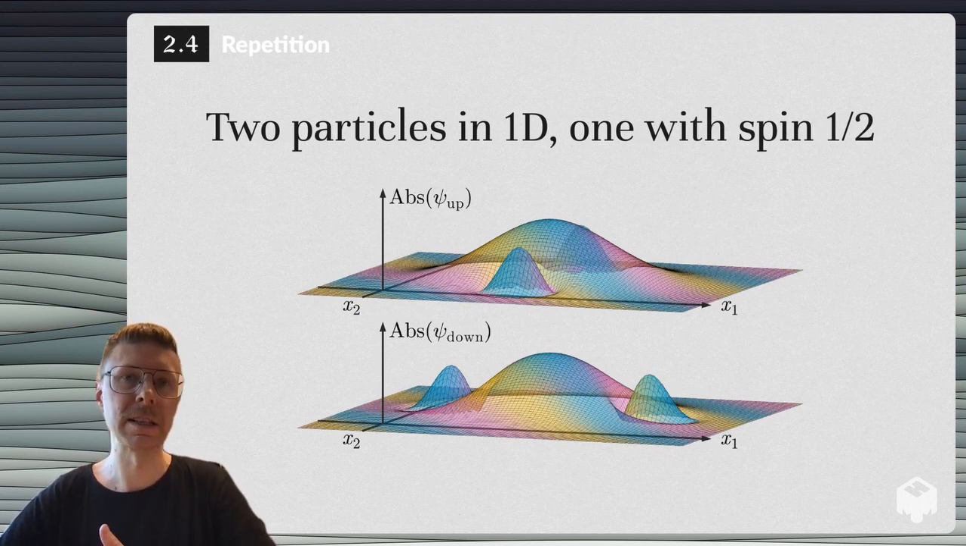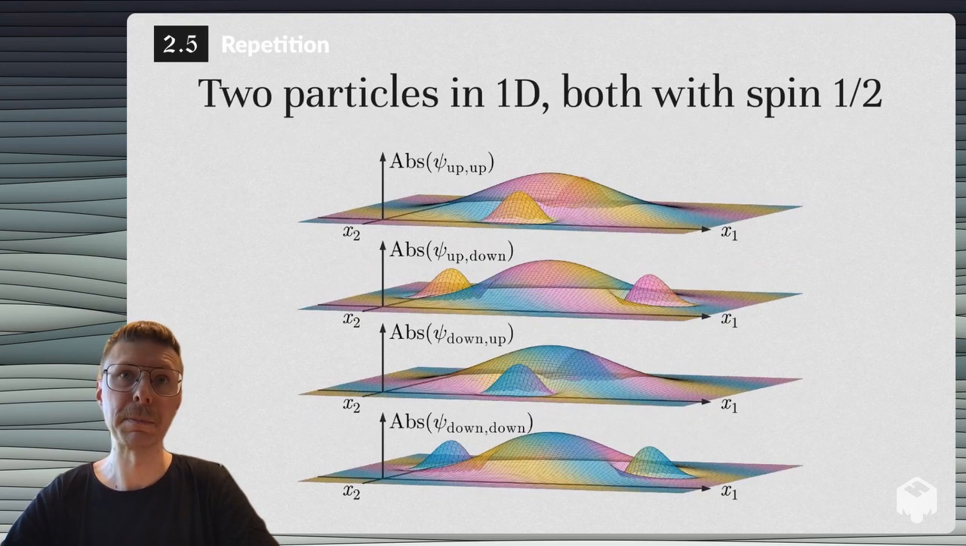And it kind of looks in this picture like we have 2 functions. Now, that's not the proper way to think about it. This is a limitation of the plotting. This is in fact a single function. Then if both particles have spin, then again we multiply the number of spin configurations. We have up up, up down, down up, and down down, and the amount of data that we need to describe the system is multiplied from the previous.